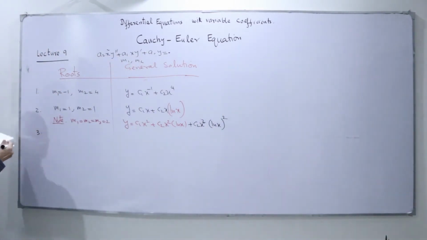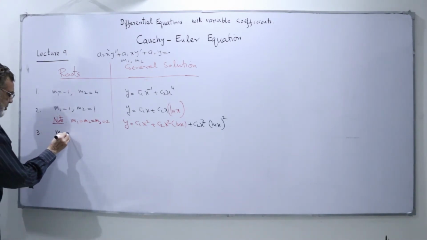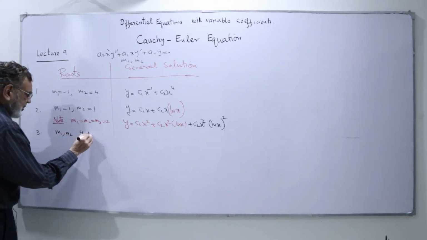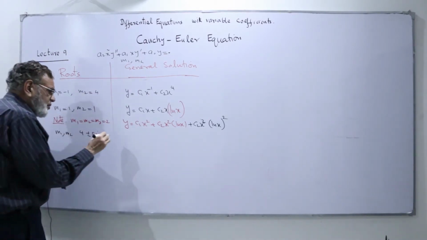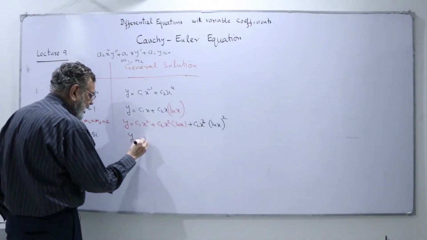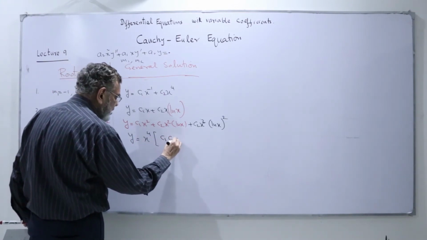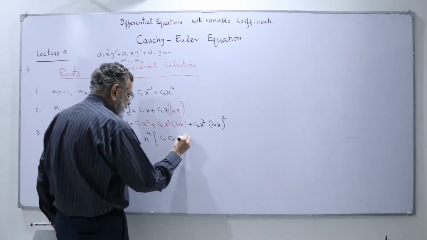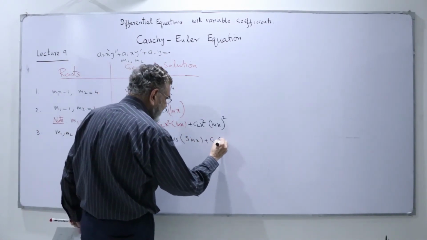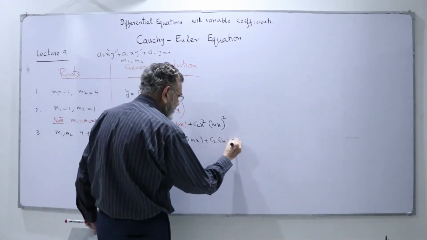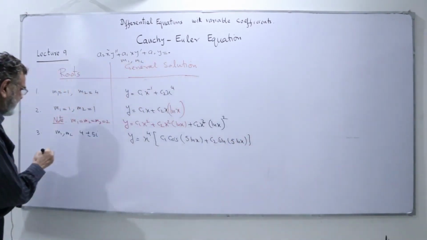Number 3, I'm having complex roots. I'm having here m1 and m2, this is 4 plus minus 5i, alpha plus minus iota beta. So I have here y is equal to x to the power alpha, c1 cosine beta, beta is 5, ln of x, plus c2 sine beta, beta is 5, ln of x. So this is my solution in case we are having the complex roots.